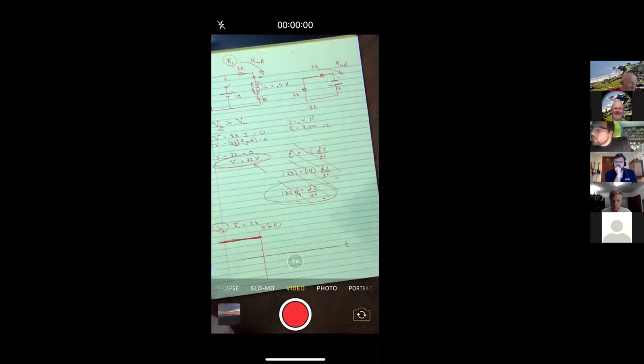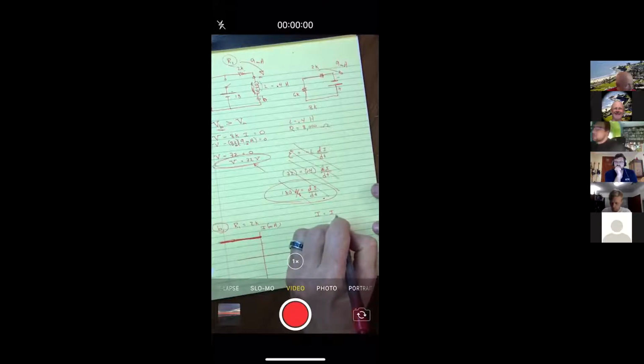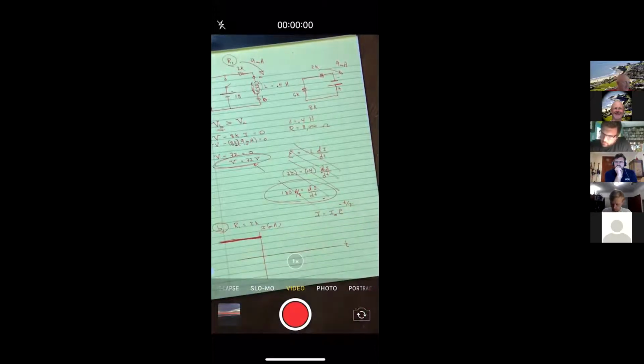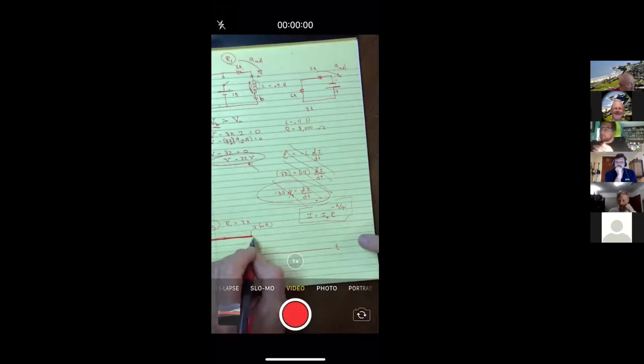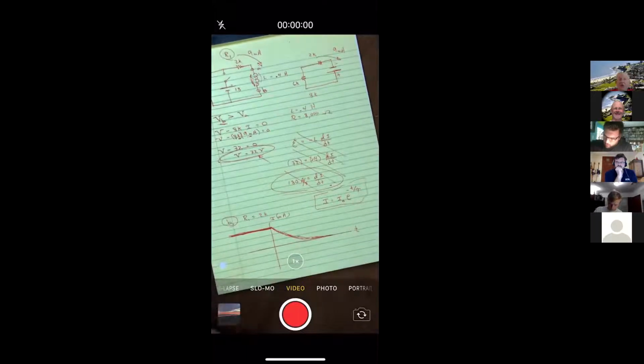Now, we learned then that the current in an RL circuit would decay away really with the same kind of mathematical equation that we had for the capacitor. And so it's an exponential decay. And so it would go from 9 and decay to 0. And it would be an exponential decay.